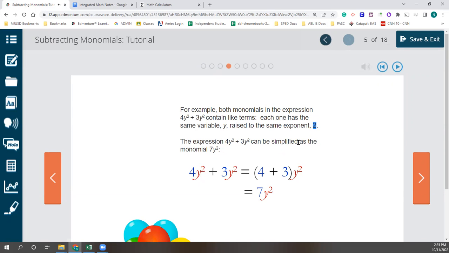Notice that it says simplified, not solved, not solved for y, just simplified. Like you wouldn't say I have $4 bills and I have $3 bills. You would say I have $7 bills. You would simplify it. You wouldn't necessarily say I have 3 pairs of socks and 4 pairs of socks. You would say I have 7 pairs of socks. Simplified. That doesn't solve for what kind of socks they are.